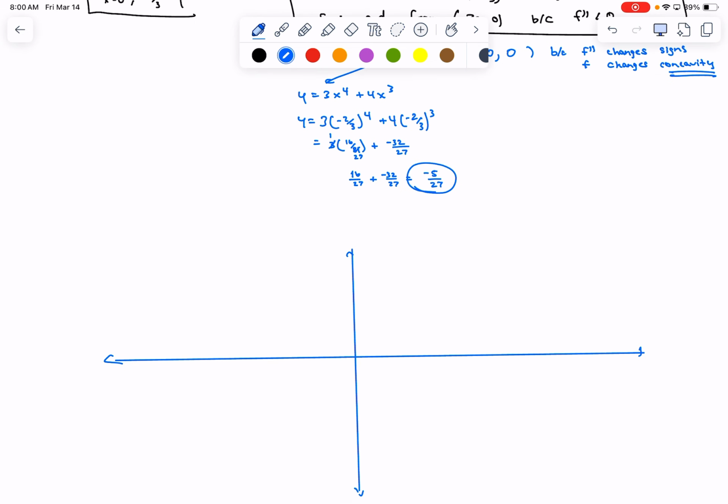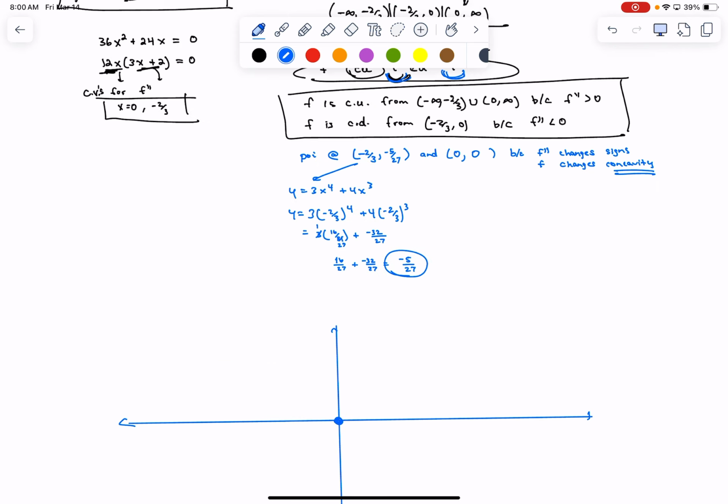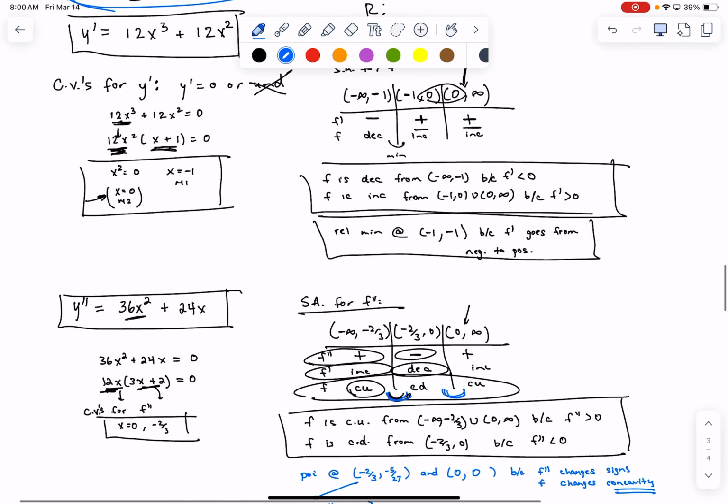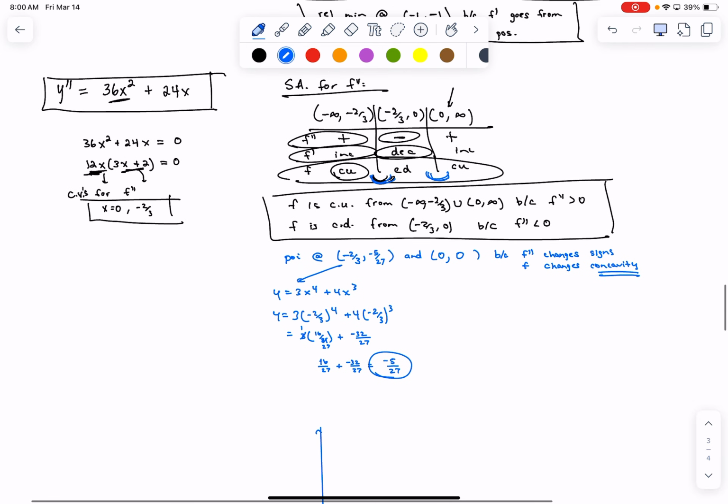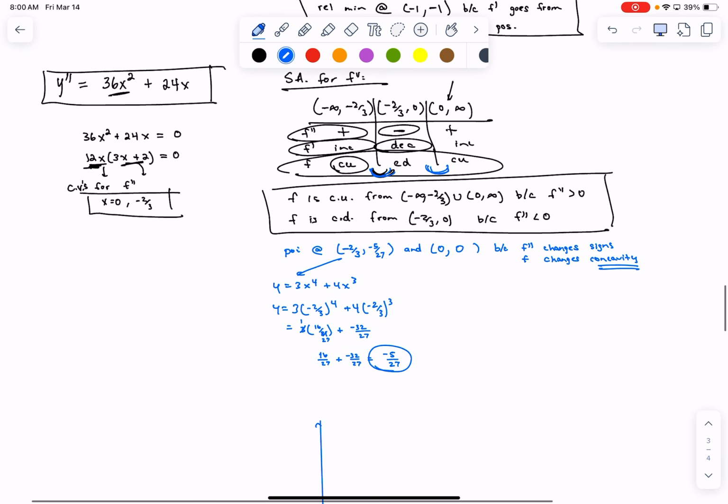What are all the points? Negative 2/3 and negative 5/27, and 0, 0. So we got 0, 0. That's a point of inflection, right? Now we're done first and second derivative test. It's one problem. One whole problem. This is too much. When do we ever have to do this?